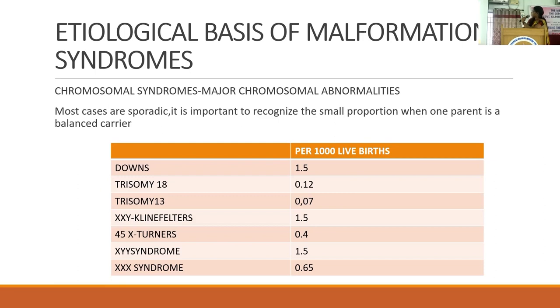So these are triploidies. Most cases of the chromosomal syndromes are sporadic, hence it doesn't recur in a subsequent pregnancy, but it is important to recognize a small proportion where one parent is a balanced carrier. So counseling will depend upon ruling out this balanced carrier state in the parent.